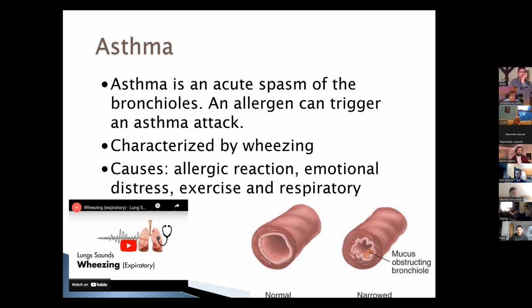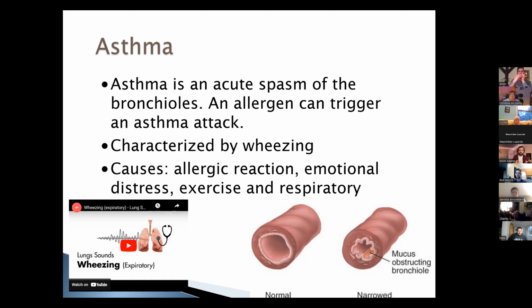Asthma can be caused by a bunch of different things. It can be exercise induced. It can be allergy induced, like pollen. It can be due to a genetic predisposition. It's essentially just a constriction of the bronchioles causing difficulty breathing. This is really characterized by wheezing. Bronchoconstriction is what causes wheezing to happen. And it's pretty common. This can happen to quite a few people.